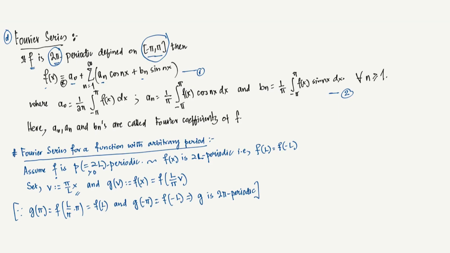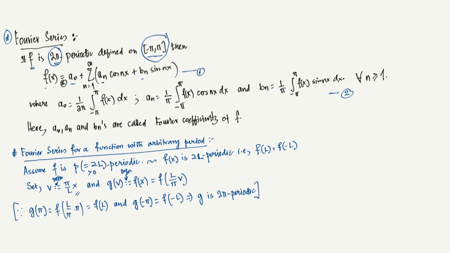Okay. So now you see, if you set v to be pi by L times x, this particular variable, then we define g of v as f of x. This is the definition. If we define it like this, you can see that g is going to be 2 pi periodic. Now, for 2 pi periodic functions, we know what happens to the Fourier series. So, we are going to use that idea.